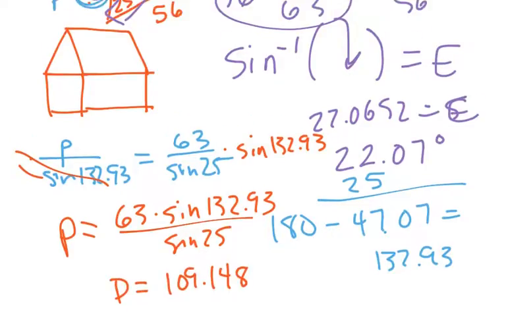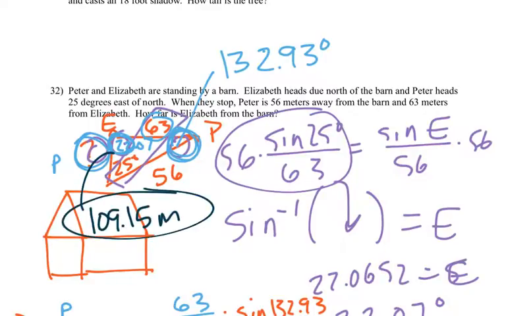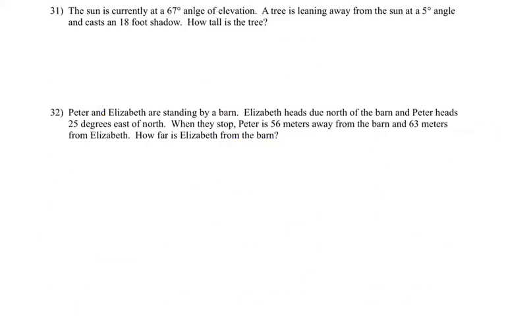109.148. So 109.15 is right there, 109.15 meters. That's how far Elizabeth is away from the barn. Whew, that was a lot of work, wasn't it? Alright, now the last one.